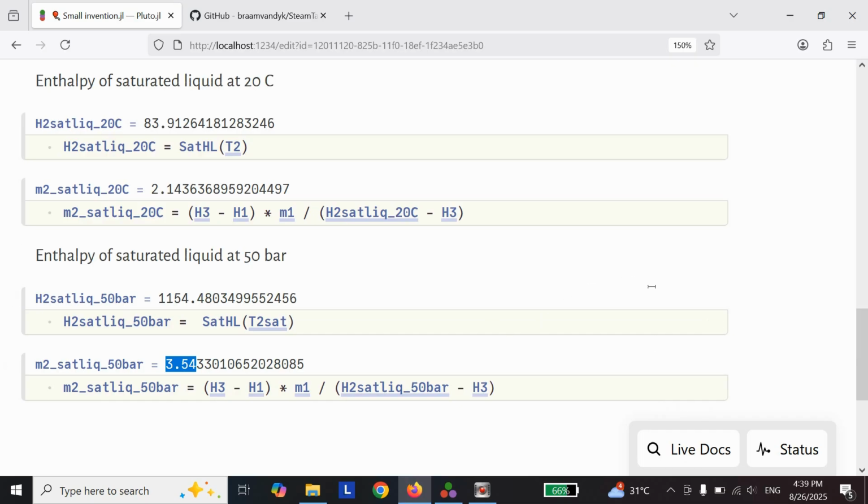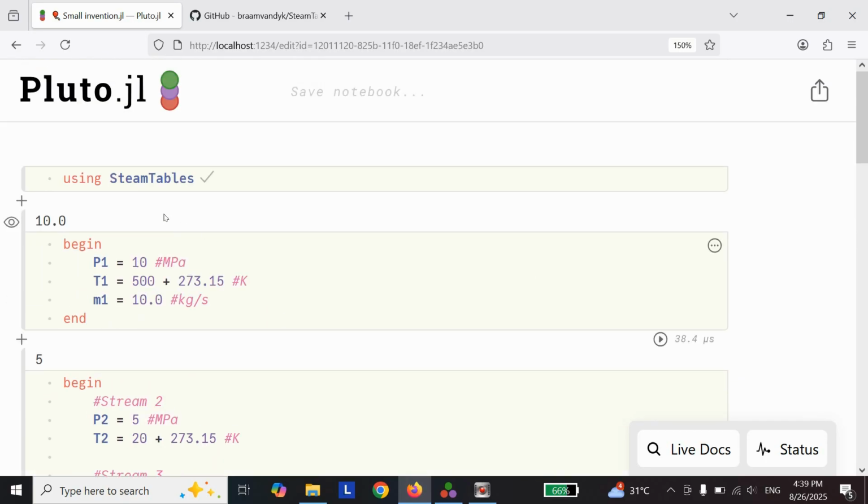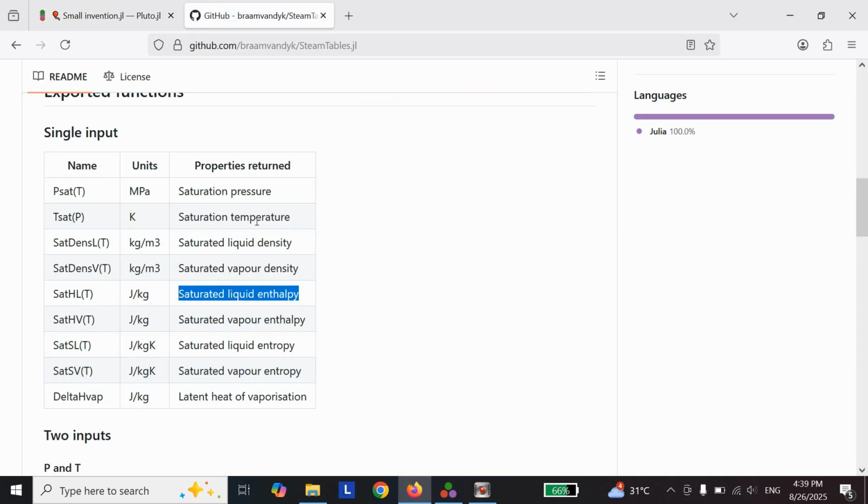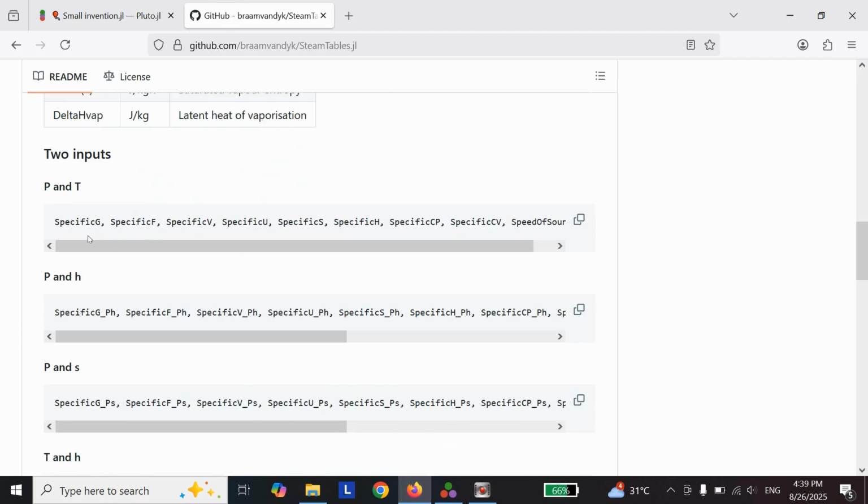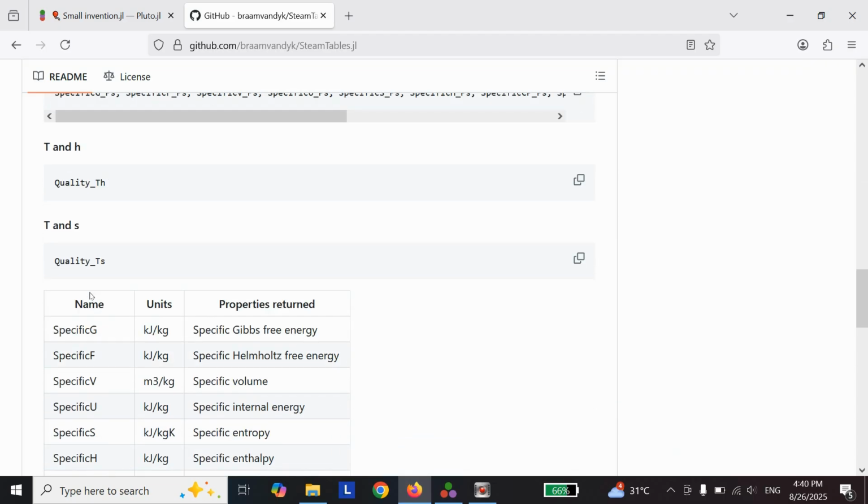All right. So the purpose of this video is to show you that we can use SteamTables.jl to retrieve the data from SteamTable conveniently. And there's so much data that you can pick, like Gibbs free energy, volume, internal energy, entropy, enthalpy, heat capacity, and so on. There are so many ways to specify the variables. You can put pressure and temperature. You can put pressure and enthalpy, and many, many ways.